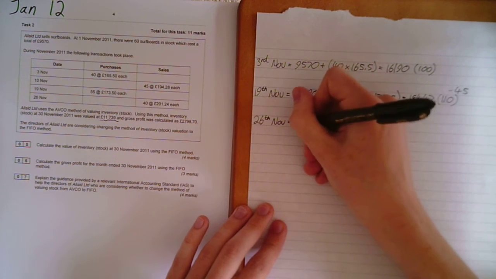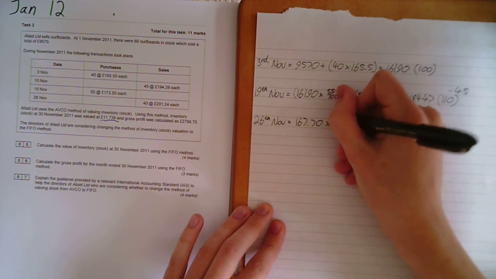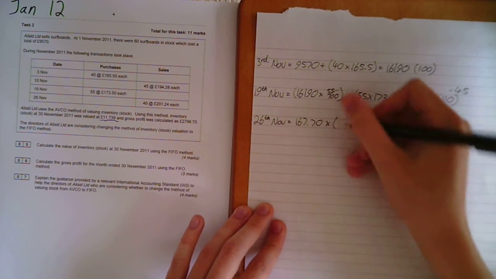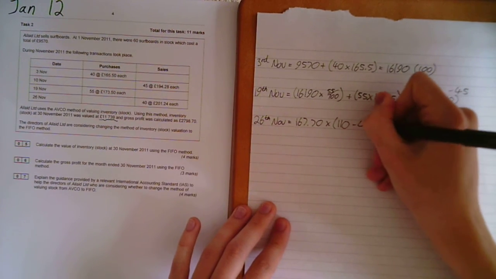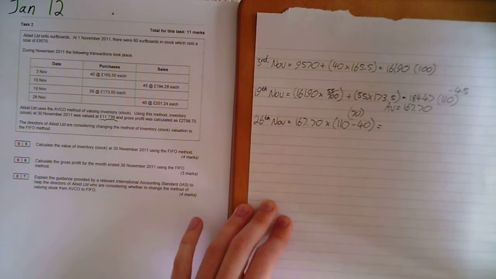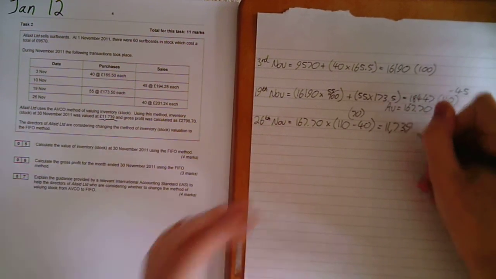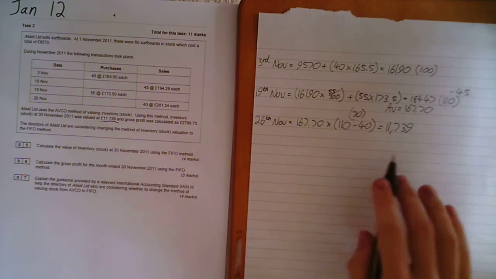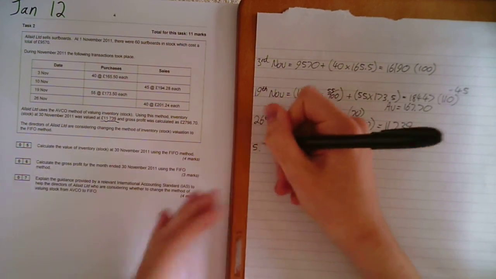So what I'm going to do is 167.70 times, okay, well, we had 110 surfboards and we've just sold 40. So minus 40, so that's just 70. And that brings us to 11,739. And there it is, 11,739. It's just been proven. It just shows you how AVCO works in a sense. So now I can move on to the real questions.